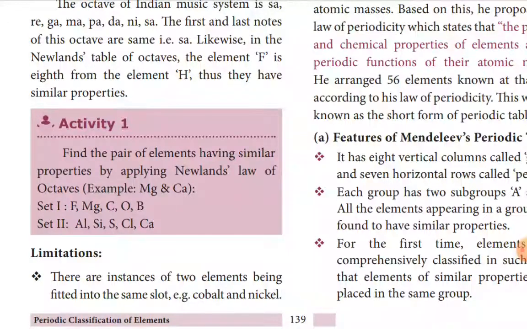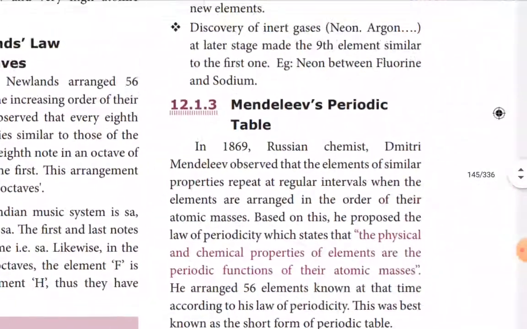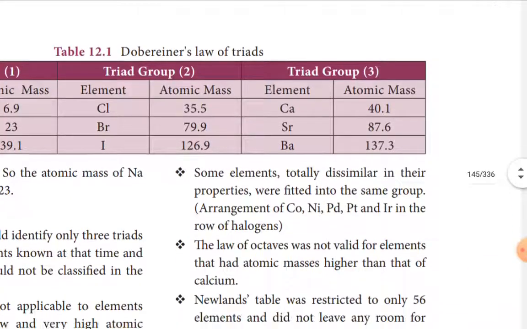Then what is the limitation? There are instances of 2 elements being fitted in the same slot. Sometimes 2 elements are fitted in the same place, for example, cobalt and nickel. Also, some elements totally dissimilar in their properties are fitted in the same group. So some elements are not fitted. For example, cobalt, nickel, palladium, platinum, iridium, when arranged in the row of halogens, are not actually fitted in their particular group.